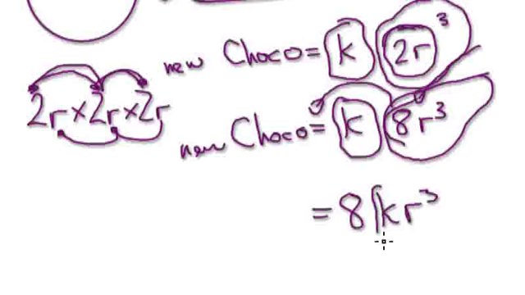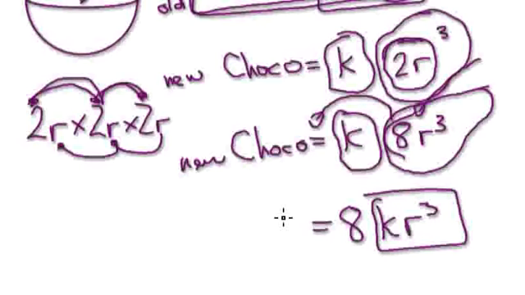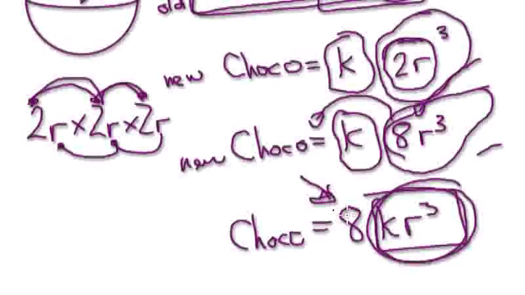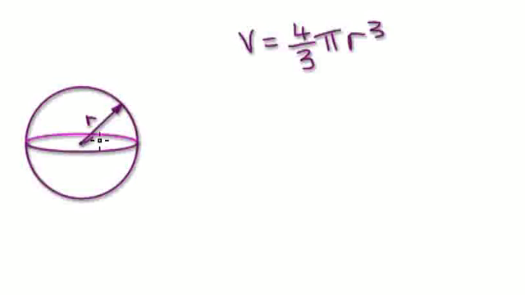Now this thing here is our old sphere. Can you see that? It's exactly the same, k r to the power of 3. But our new sphere has an 8 in front of it. So what that means is that the amount of chocolate needed will be 8 times as much. When you double the radius, you will need 8 times as much chocolate to create that sphere.